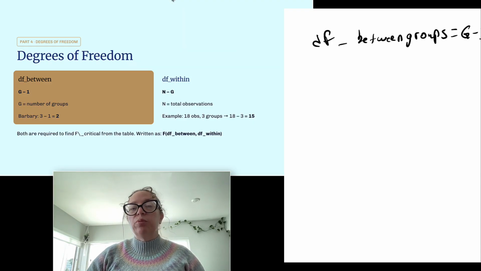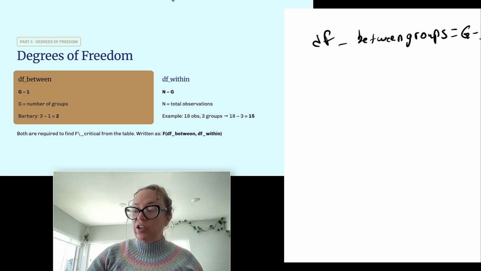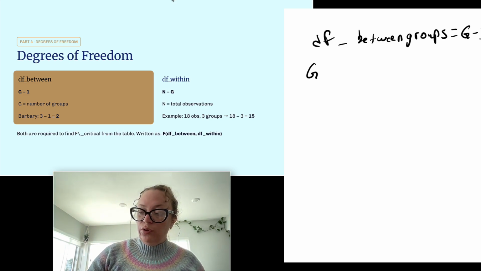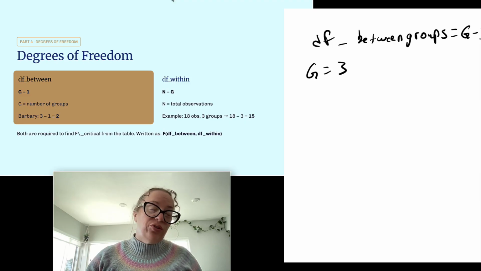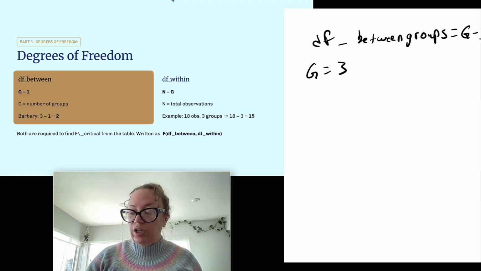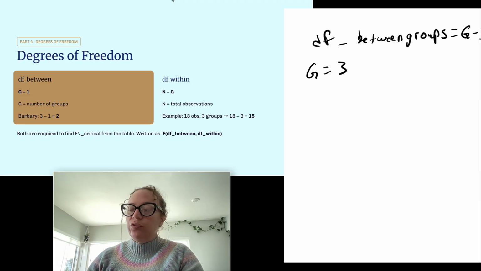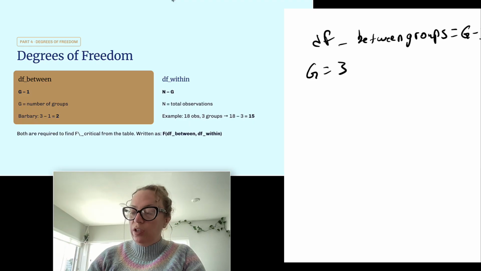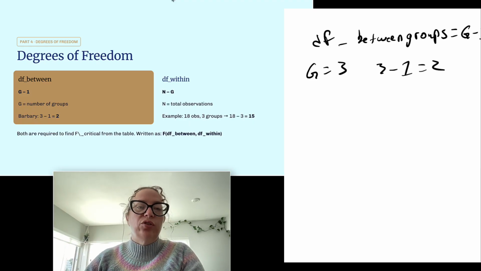groups. So in the Barbary example, we have 3 strategies. Okay, so 3 groups, three groupings of strategies, right? So the degrees of freedom between groups would be 3 minus 1, which now equals 2. So that would be the degrees of freedom between groups.